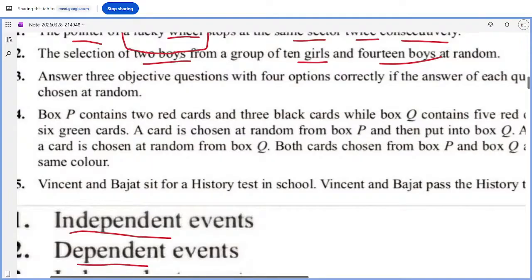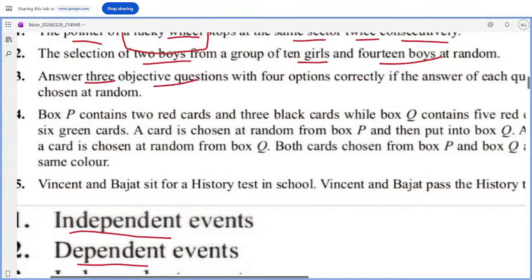Because when you're choosing 2 boys, you will first choose 1 boy, right? You first choose 1 boy out of this, and then the total will decrease. Then you choose another boy. So the 2 probabilities are different already. So that's why it's dependent. It's going to affect each other. Okay, next one.